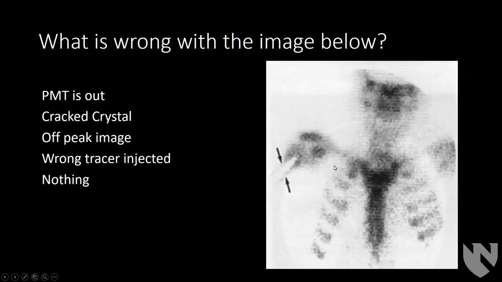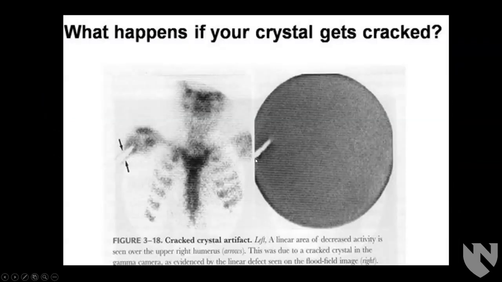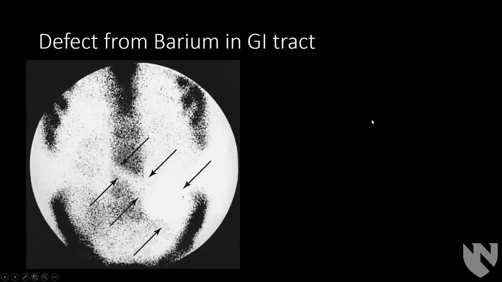What's wrong with this image? I'll let you pause it. Okay, so you see this linear area of no signal. Rather than the photomultiplier tube having a problem, this is a problem if the crystal gets a crack in it. That's all just based on the shape of what the artifact looks like.